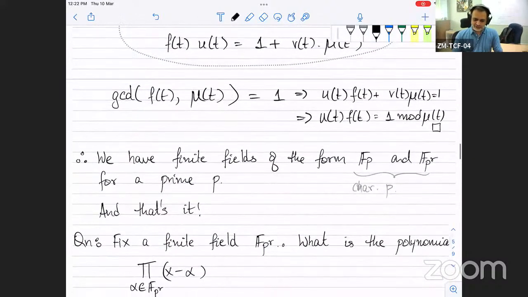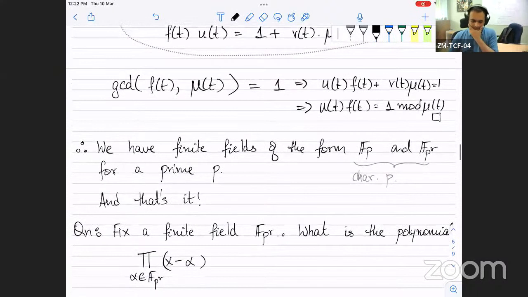So next I want to tell you about this cool fact, which is incredibly useful. So here is the question: let's fix any finite field of your choice. Maybe a field of size p power r. Okay, let's fix F_p power r, and let's consider the following polynomial.